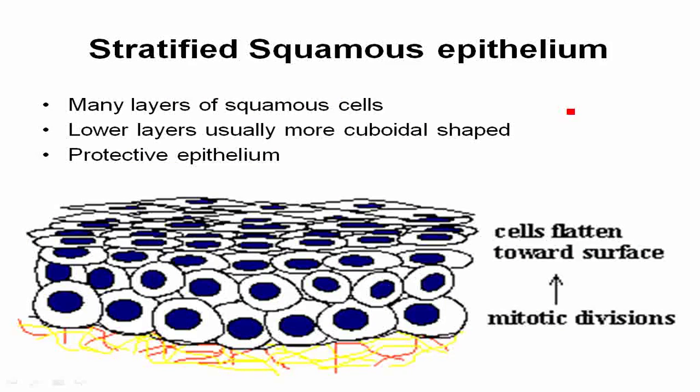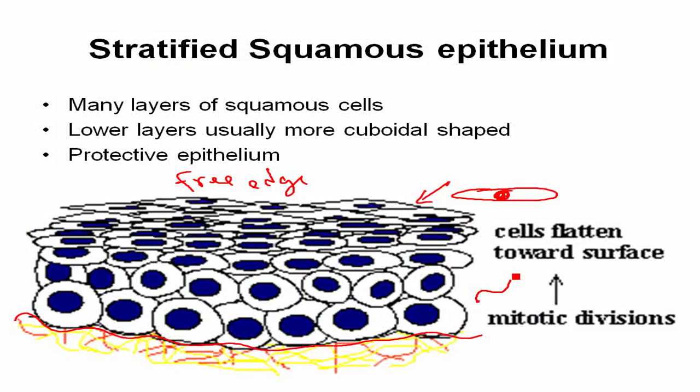Now, stratified squamous epithelium, obviously stratified meaning there's layers. We're looking at cells that are stacked on top of each other, so we know they're stratified. We know that here at the free edge, they are flattened out, so we say that they are squamous cells. Again, we're looking at our free edge. We see our basement membrane here at the bottom.